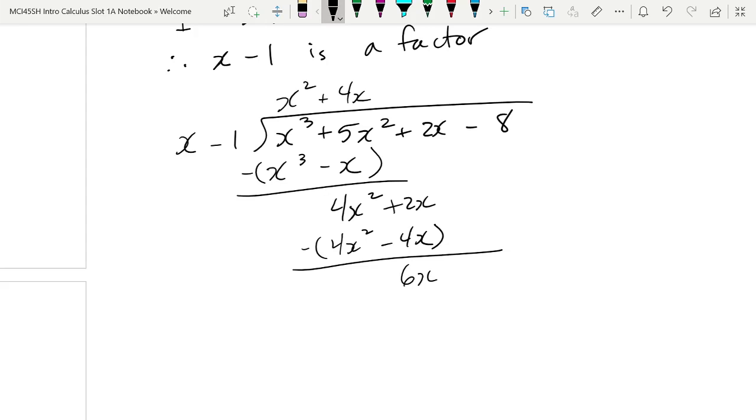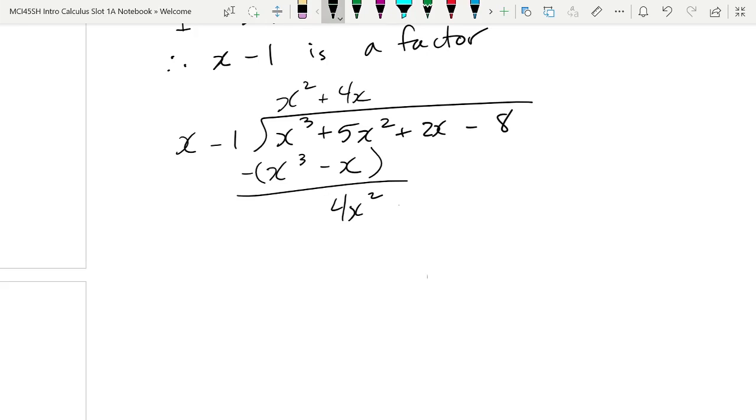Oh, did I do something wrong? Should it be 6x squared? Where did I go? X squared times x is x cubed. 4x times x is 4x squared. 4x times -1. Yeah, that's a mistake right there. No. Sorry.